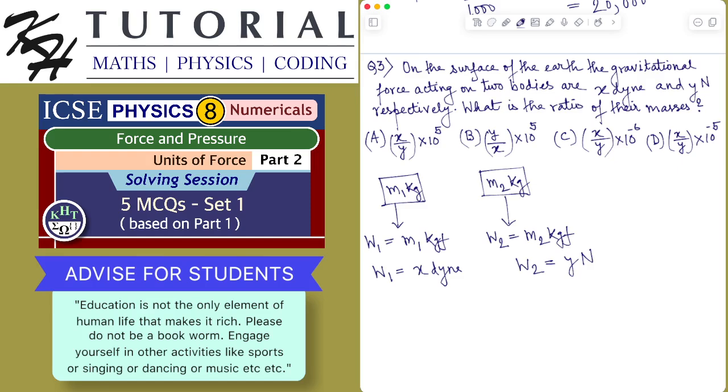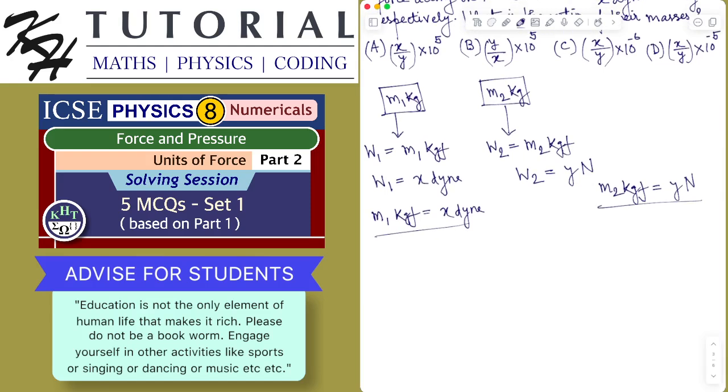Okay, so for the first body I can say I have m1 kgf is equal to x dyne, and for the second body I have m2 kgf is equal to y Newton. From these two equations I have to find first m1 and m2.